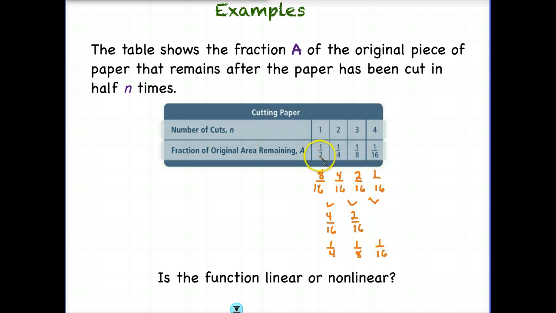So the change from the first point to the second was 1/4. The change from the second one to the third one was 1/8. And the change from the third one to the last one was 1/16. This is not a constant rate of change. So in this case, we would have a nonlinear function.